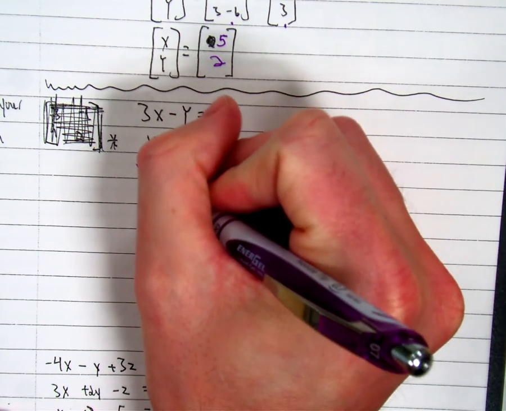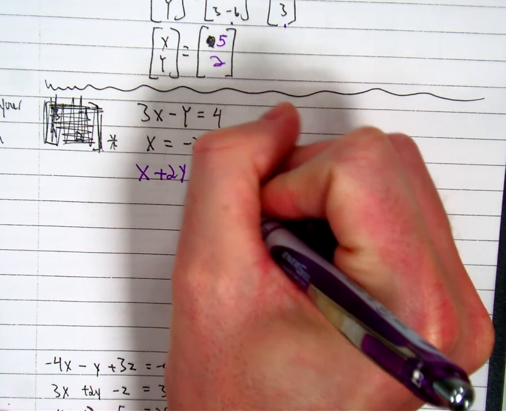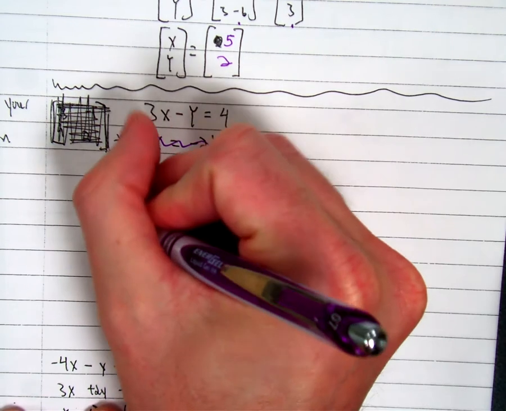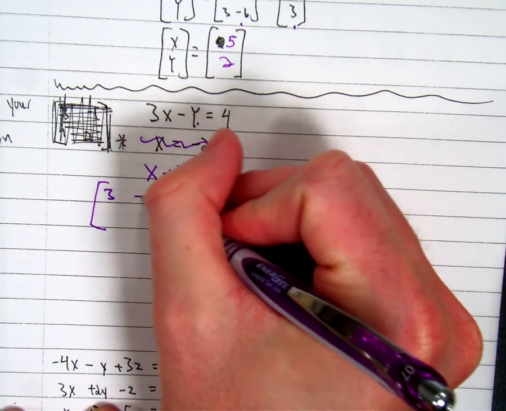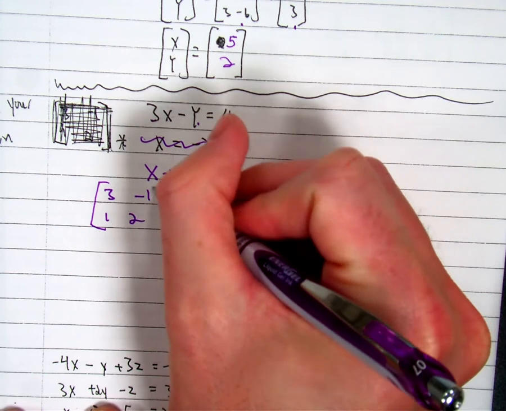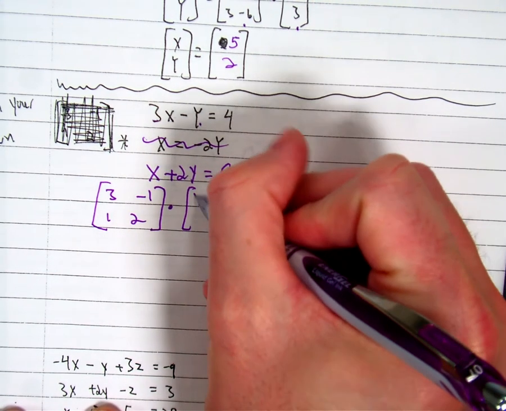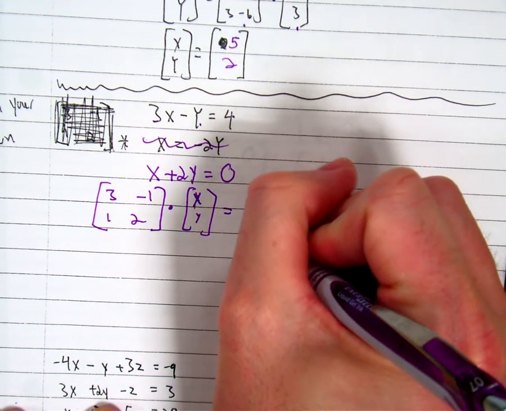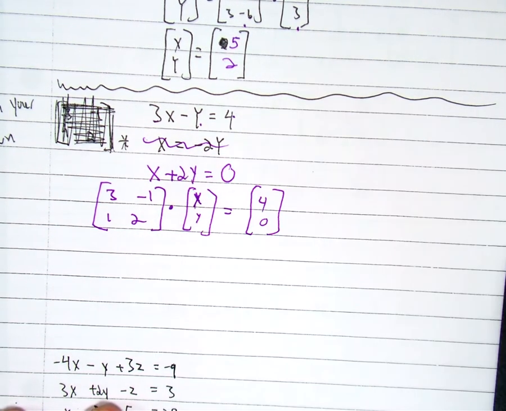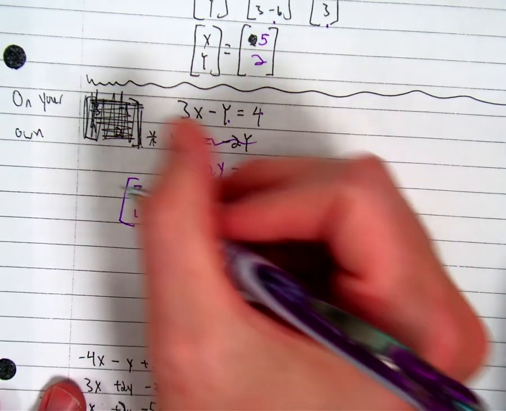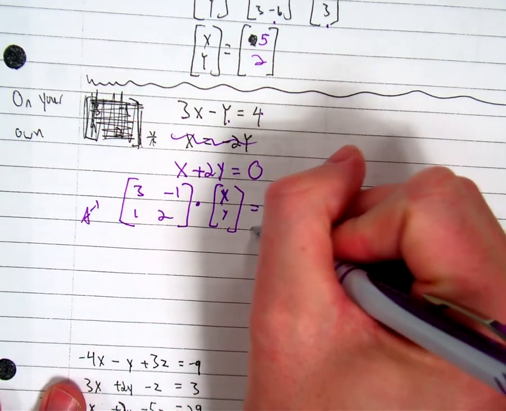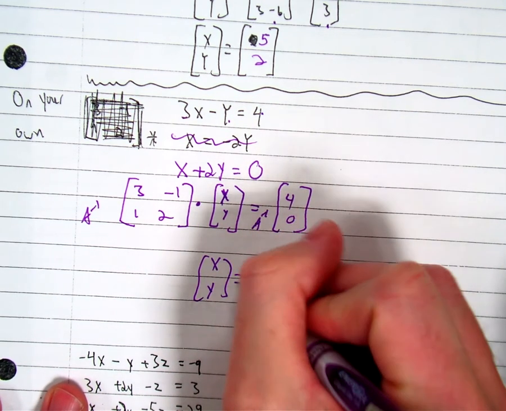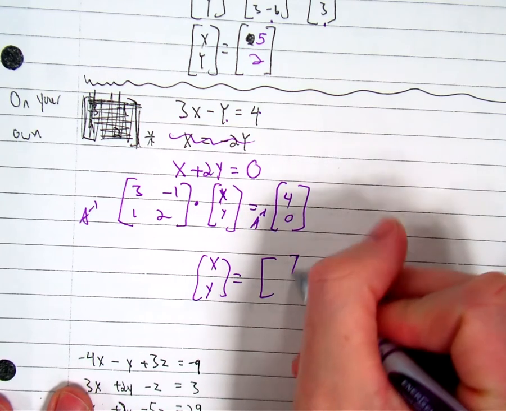Alright, so step 1 here was to get this on the other side. X plus 2y equals 0. Okay, so now I have 3, -1, 1, 2, times xy equals 4, 0. Okay? Now, if you want to just, for your work, just go like A inverse, and then down here, xy equals. That's fine with me.